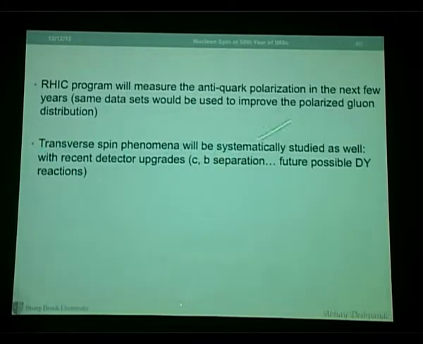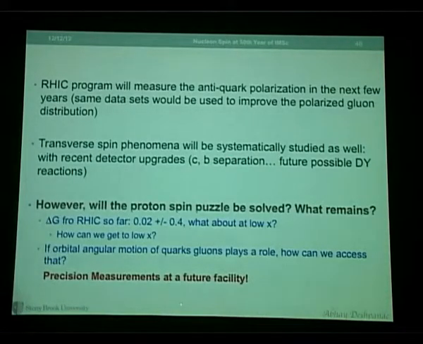Transverse spin will be studied very systematically. I told you that the gluon distribution is sort of at an impasse because we need to do something better. We need to go to the lower x side and really produce lower uncertainties, and that's not obvious from this method so far, and I'll tell you what that should be. So the gluon distribution comes out to be about this. The uncertainty is large, and how do we go to low x?